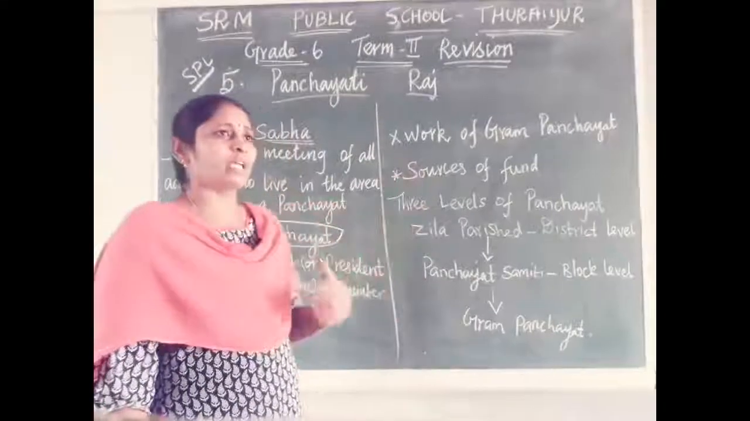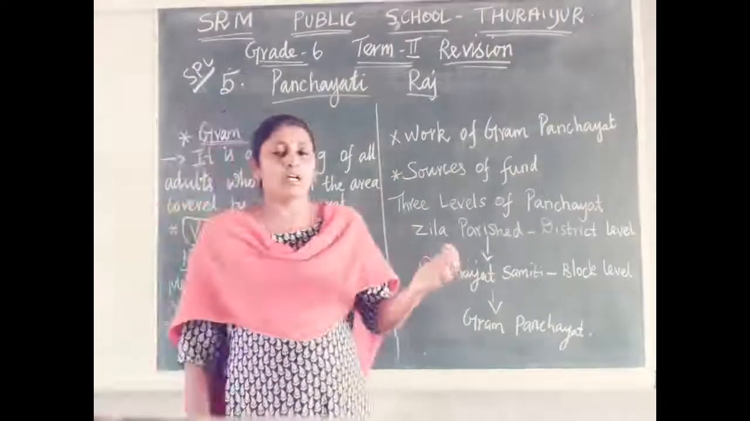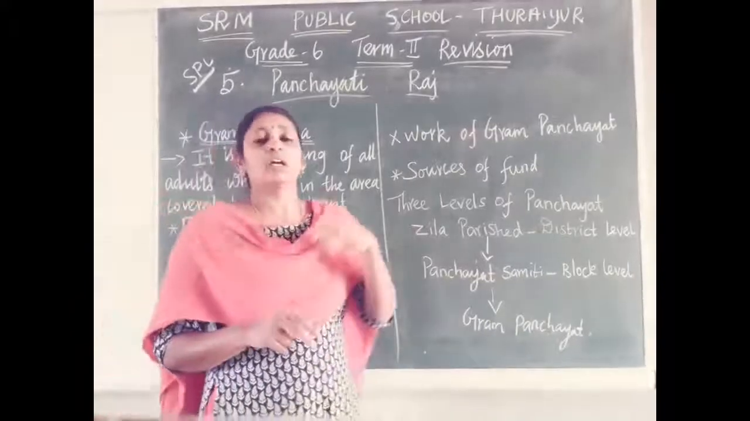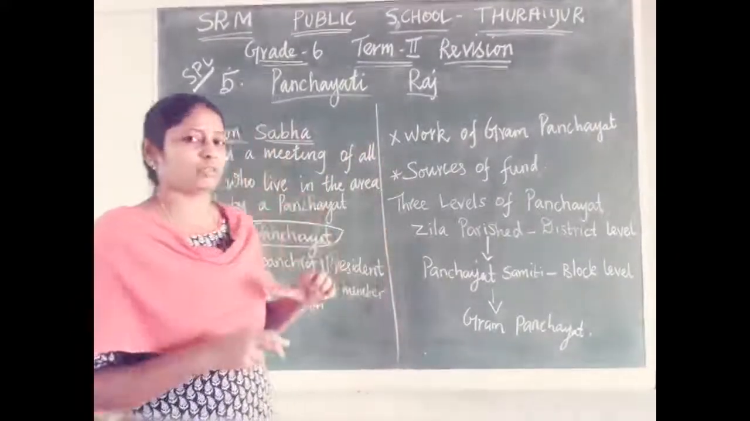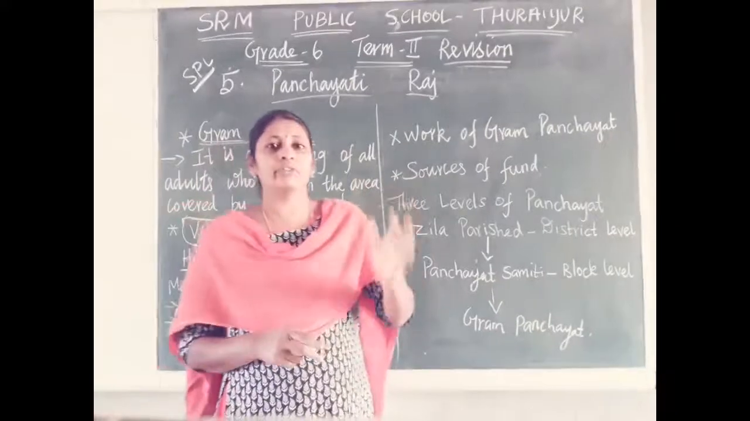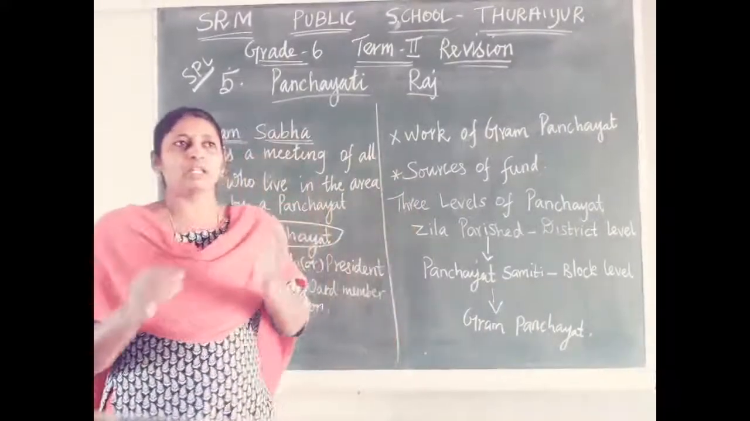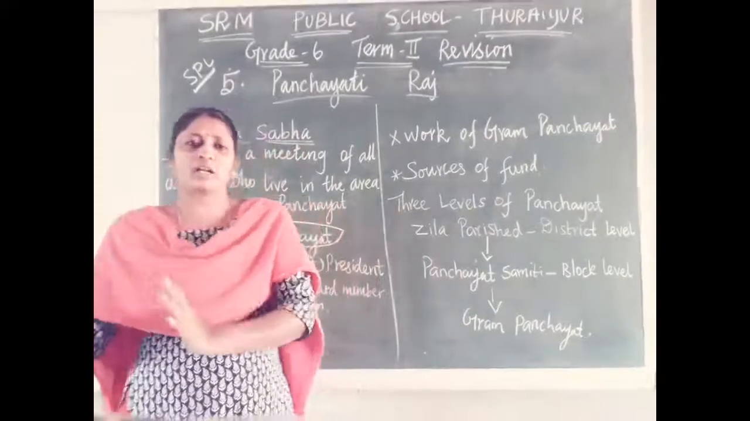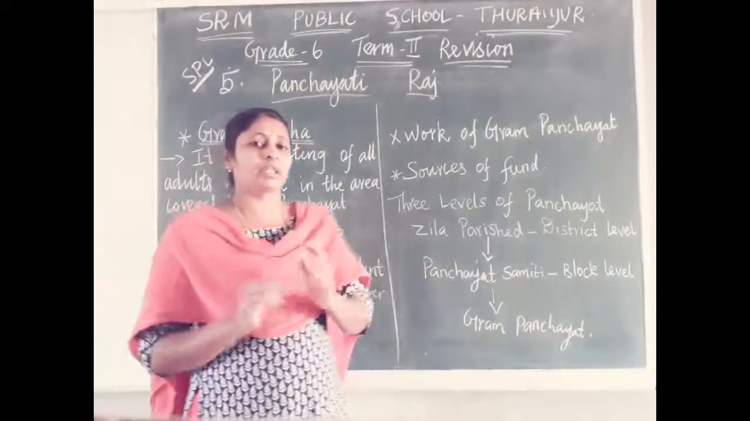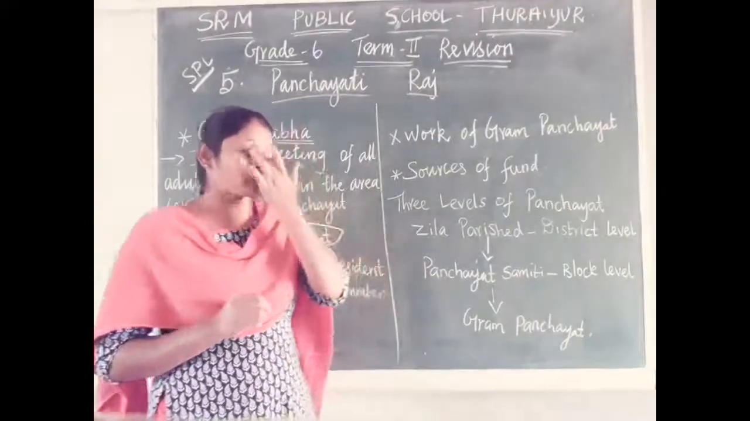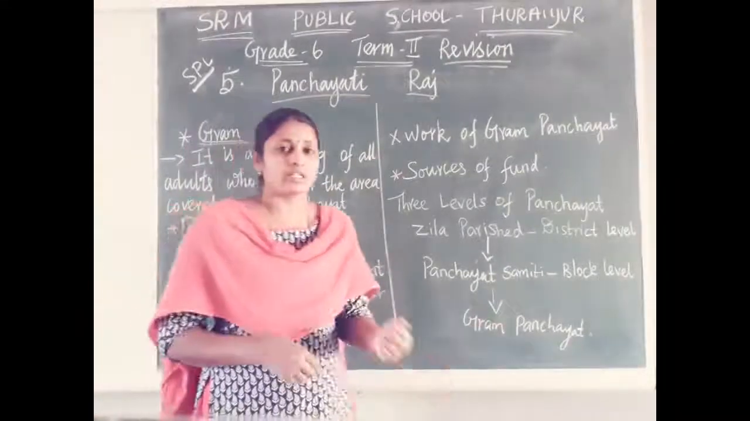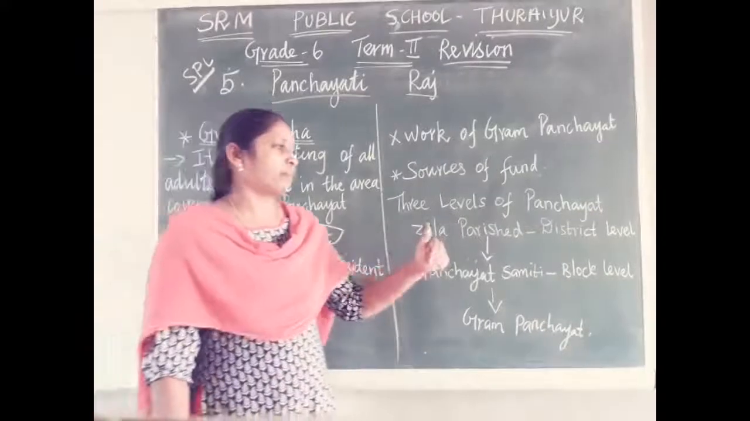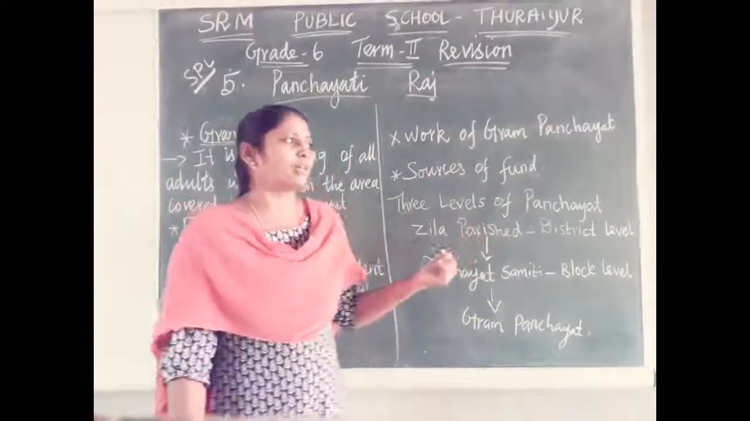Through the MLAs and MPs, suppose one district has 2 MPs, we have MP fund. In parliament, each and every year, the central government allocates a particular amount for the MP fund. That particular MP wants to spend that amount in his constituency. How will he spend it? With the help of Zilla Parishad. He distributes the amount to Zilla Parishad.